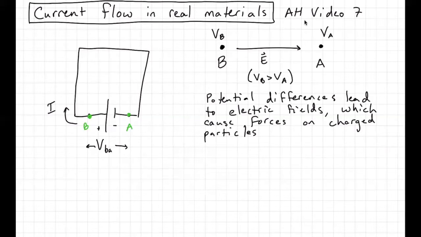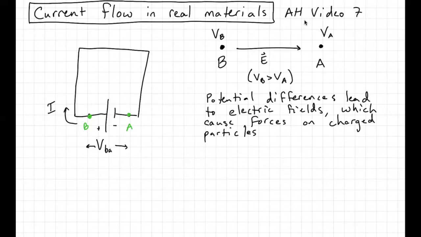But what all of you found in the exploration is that that current is steady, and the current doesn't change no matter where you are in the circuit, unless you have a parallel circuit where there's potential branching of currents. But if you just have one wire running from point B to point A here, the current is steady and constant, which is sort of weird, because what I wrote here on the right is that potential differences lead to electric fields which cause forces on charged particles.